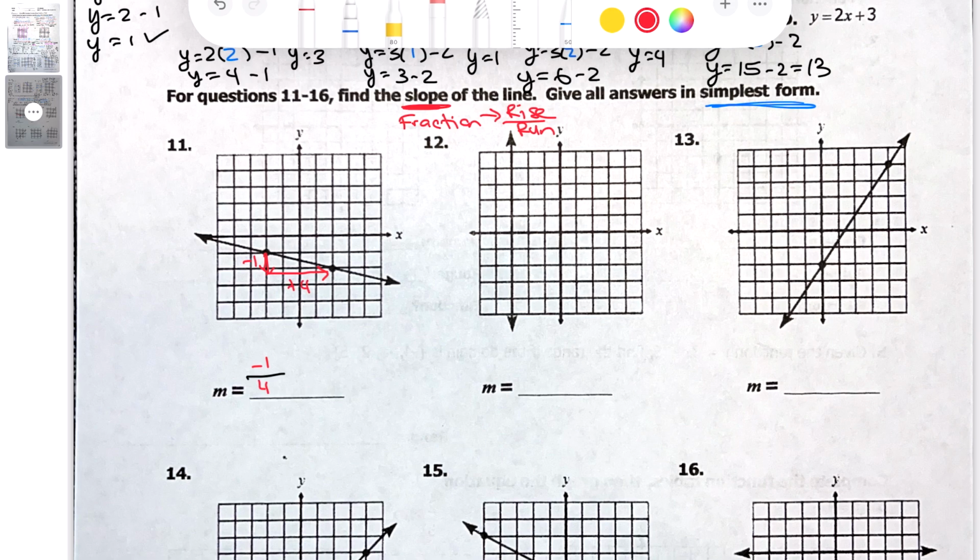I don't have anything left to simplify there. So that's it. Just rise over run. As long as it's simplified, you are all done. So we already have a straight up and down line. So you can see this line here. It's going straight up and down.